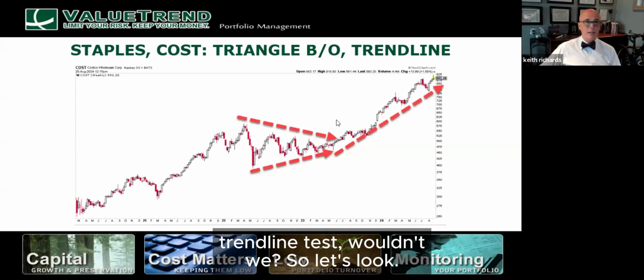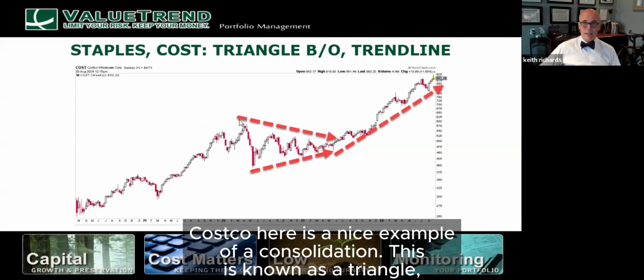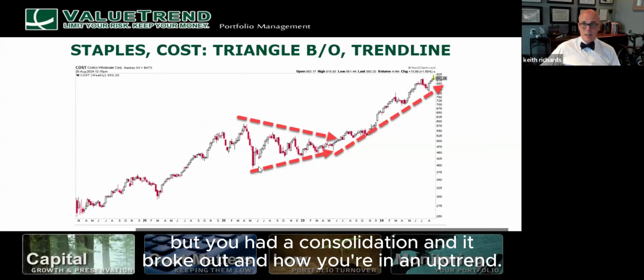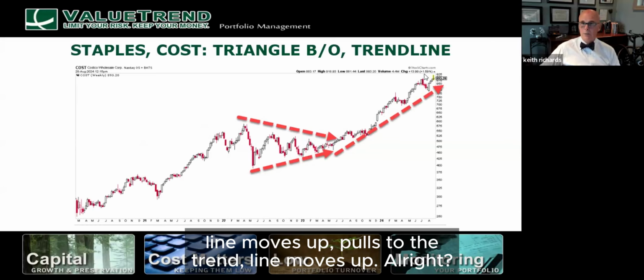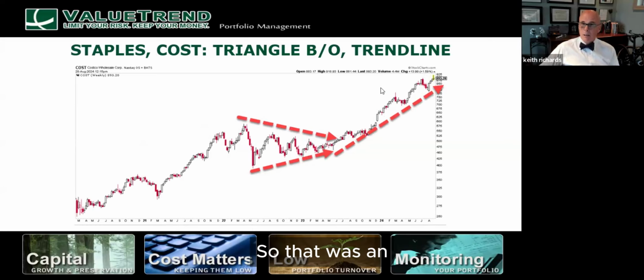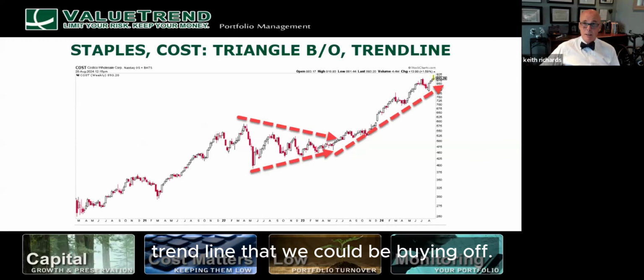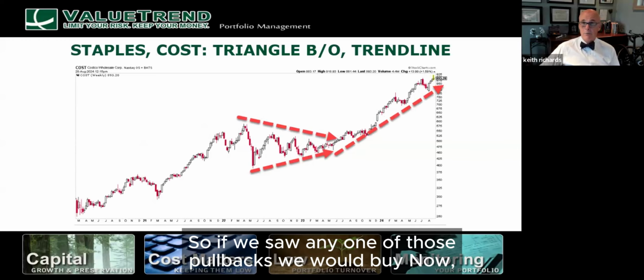So let's look. Costco. Here is a nice example of a consolidation. This is known as a triangle, but you had a consolidation and it broke out, and now you're in an uptrend. You'll see that it pulls to the trend line, moves up, pulls to the trend line, moves up, pulls to the trend line, moves up. All right. So that was an interesting trend line that we could be buying on. So if we saw any one of those pullbacks, we would buy.